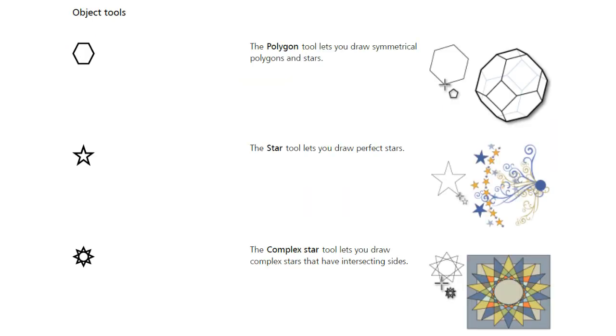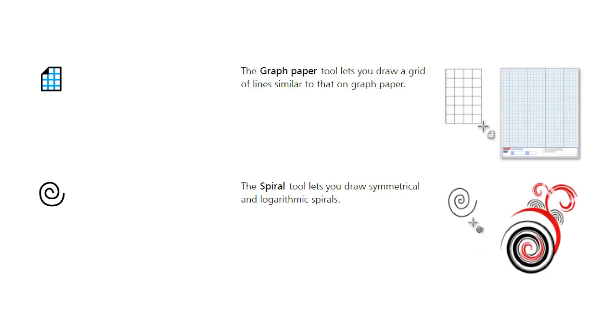Object tools. The Polygon tool lets you draw symmetrical polygons and stars. The Star tool lets you draw perfect stars. The Complex Star tool lets you draw complex stars that have interesting sides. The Graph Paper tool lets you draw a grid of lines similar to that on graph paper. The Spiral tool lets you draw symmetrical and logarithmic spirals.